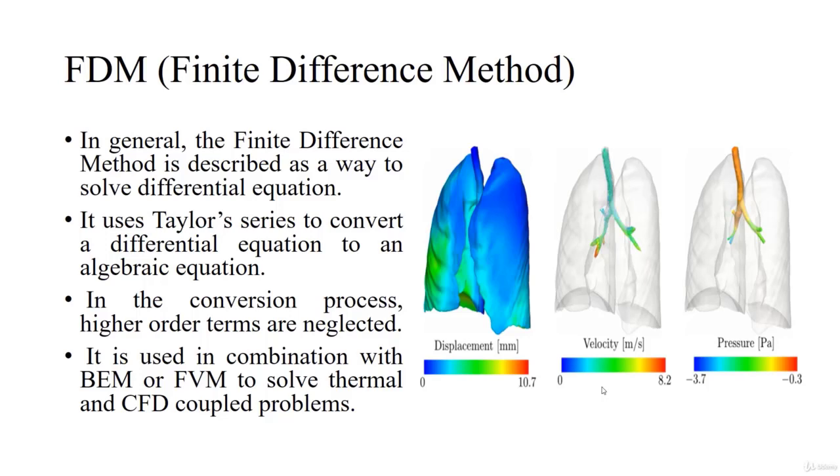So what happens? We are going to use the Taylor series to convert this differential equation into an algebraic equation so that we can solve the algebraic equation more easily. But in the process of conversion, what happens? Higher order terms are going to be neglected. For example, here you are going to see a coupled analysis of a lungs wherein you are going to see CFD analysis in the first stage, and then you are going to use those results in order to find out the pressure and the stresses that are going to be developed inside the lungs. Likewise, you can use FDM to solve coupled problems.